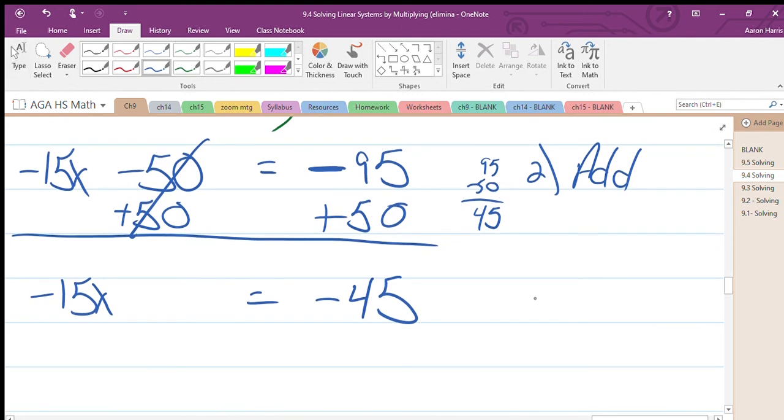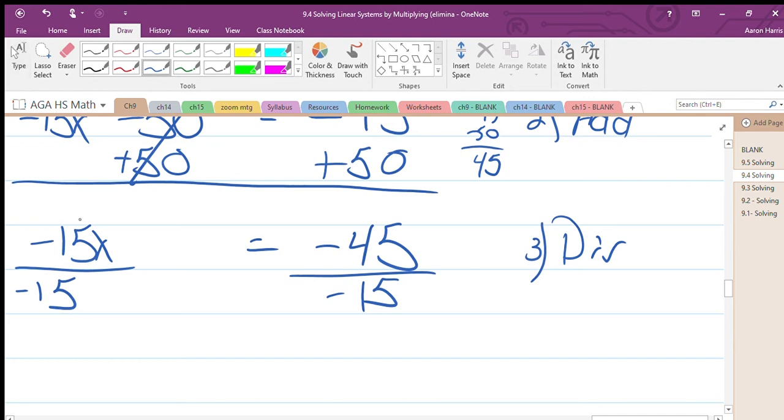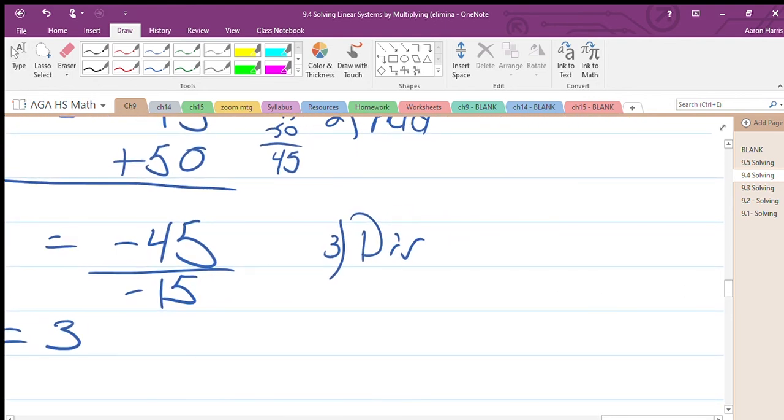Step 3, remove all multiplication division. So I'm going to divide. Divide by what? Negative 15. Divide by what? Negative 15. This turns to 1. I get x equals, a negative and a negative is a positive. 15 times what gets me to 45? You guessed it, 3. But what if I didn't know that?